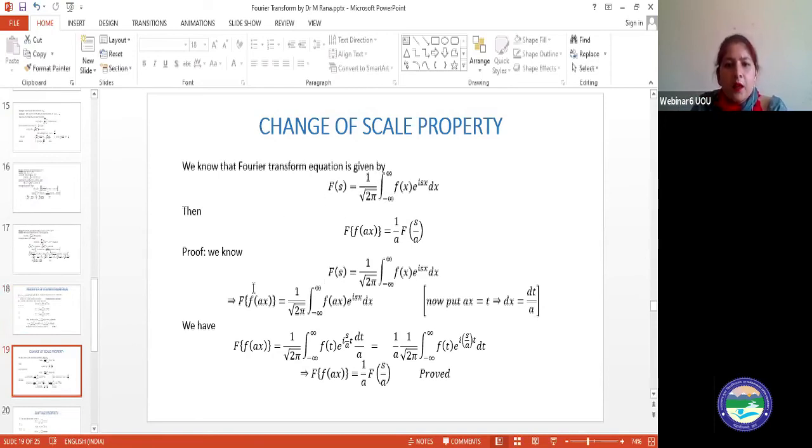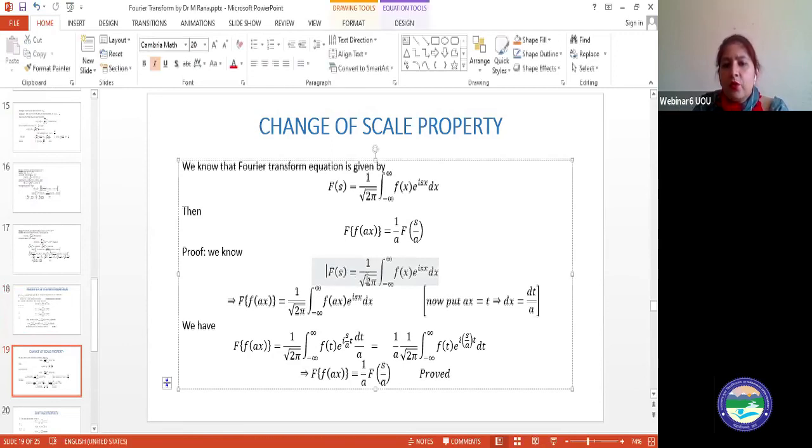So, suppose this is a Fourier transform function, Fs equal to 1 upon root 2 pi integration from minus infinity to plus infinity fx e raised to power isx. If we put ax equal to t, then dx equals dt by a. So you will put these values in this equation and you will have 1 upon root 2 pi integration from minus infinity to plus infinity f of ax e raised to power isx dx. It means if the function is of ax type, then it will have a change of scale property.